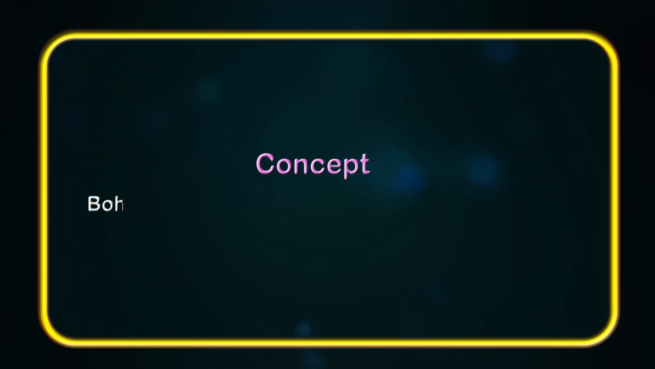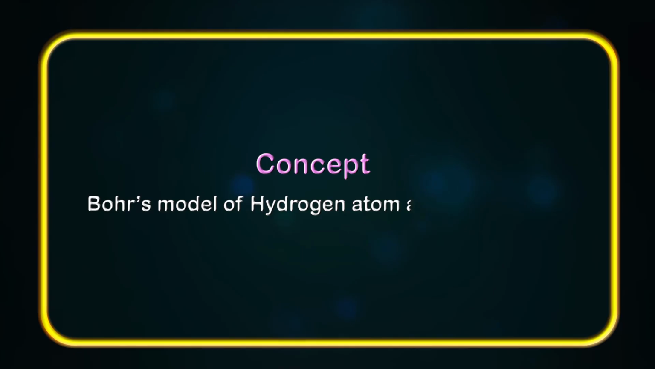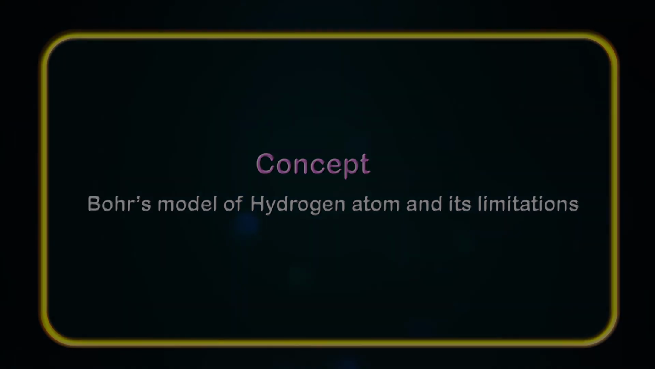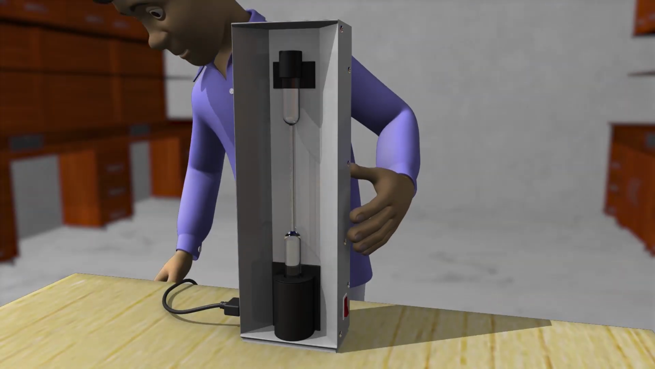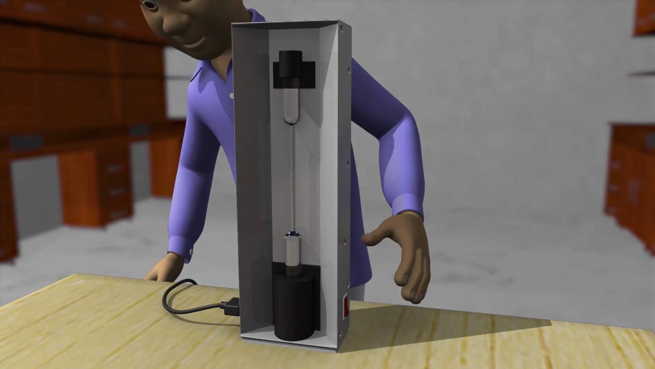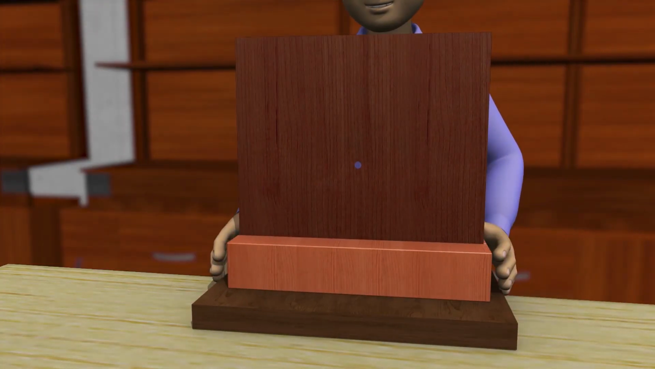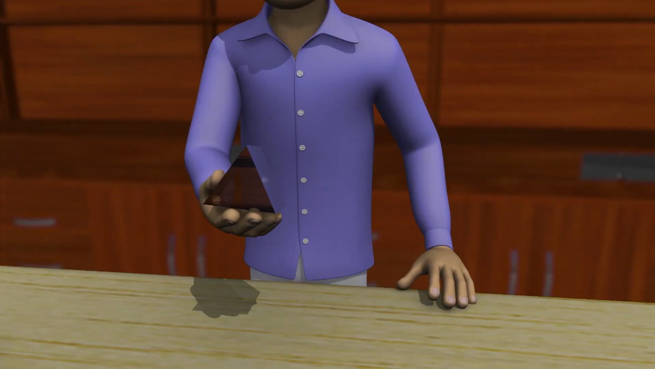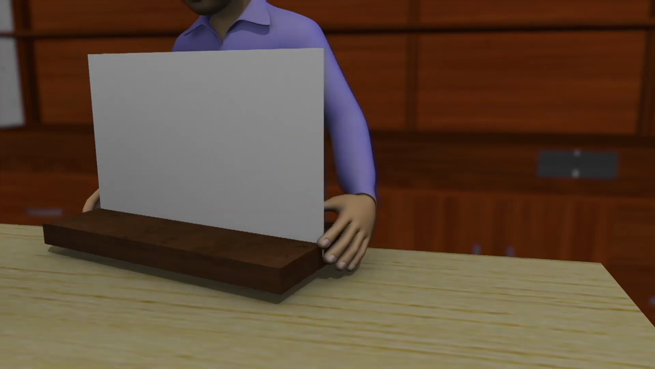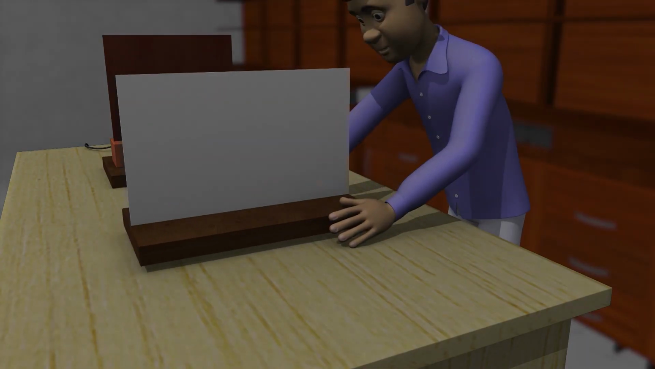Concept: Bohr's model of hydrogen atom and its limitations. Arrange an electric discharge tube filled with hydrogen gas, slit, prism, and a screen in a dark room.